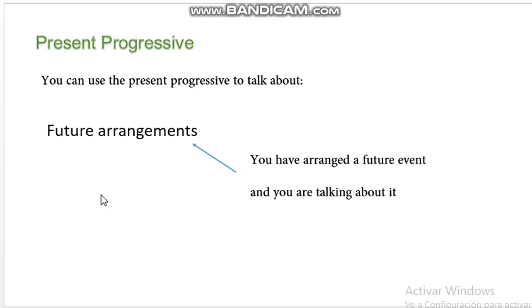The last one is the present progressive. You can use the present progressive to talk about future arrangements. You have arranged a future event and you are talking about that arrangement. You will notice the difference of the three future forms with this clear example.